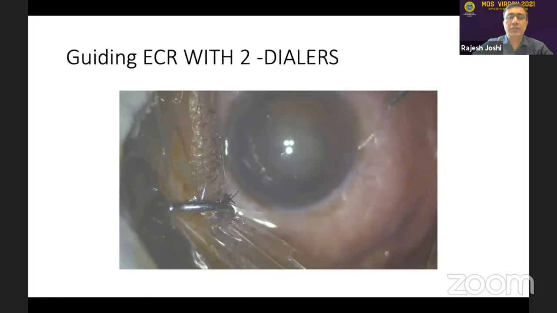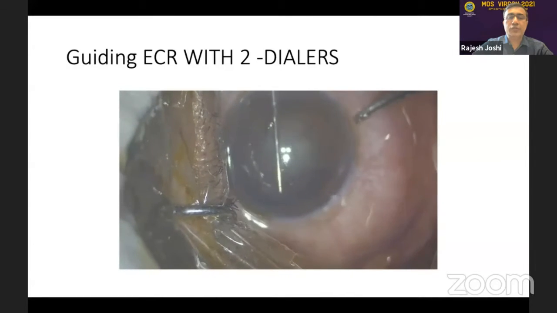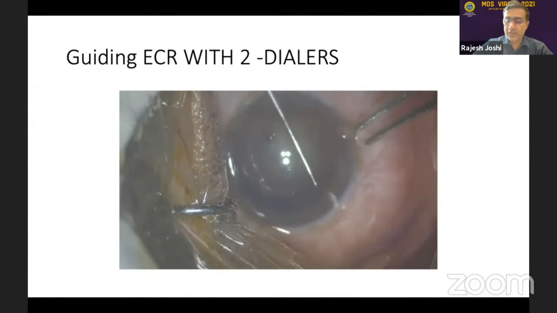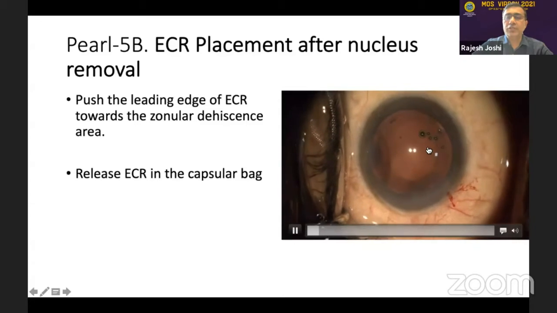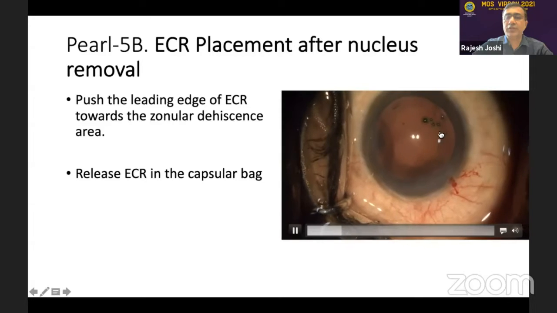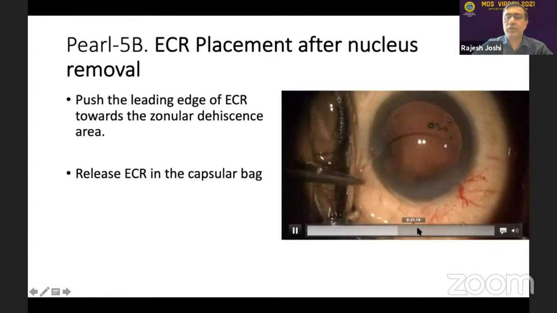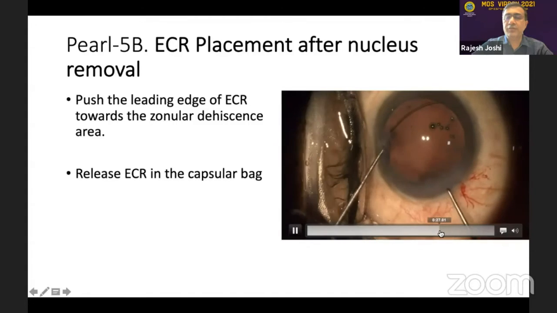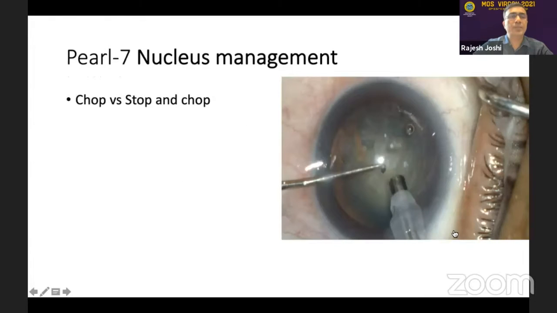You can see here, I have placed the dialer at the shaft of the endocapsular ring and am guiding the ring inside the bag. After the nucleus removal, it becomes easy because there is no cortex. So you have a bag and you can place the endocapsular ring as we have just discussed. Guiding becomes very easy when you have no cortex inside.